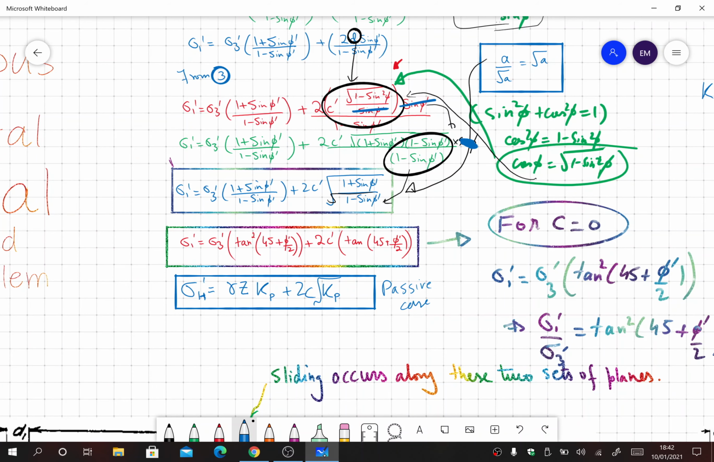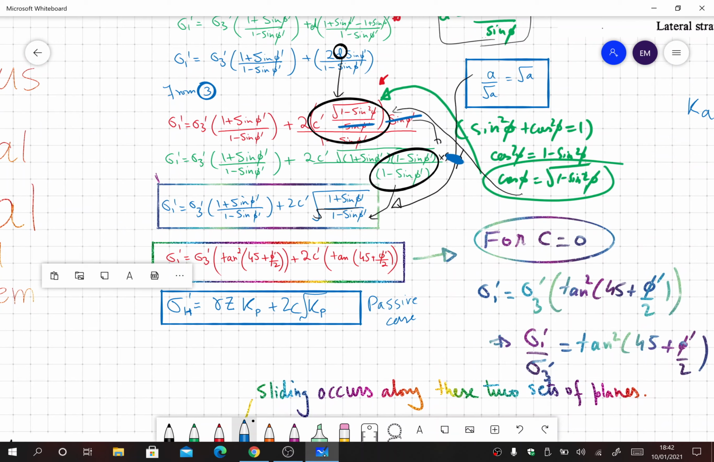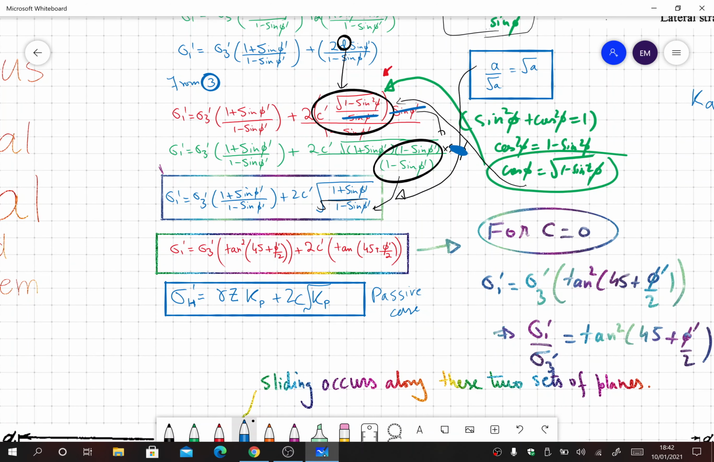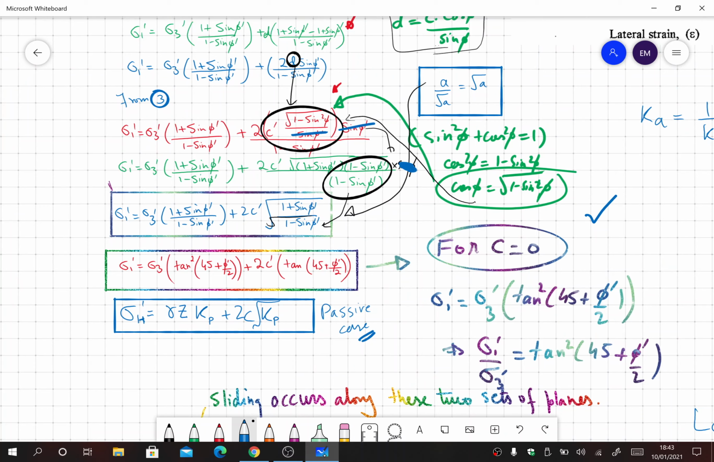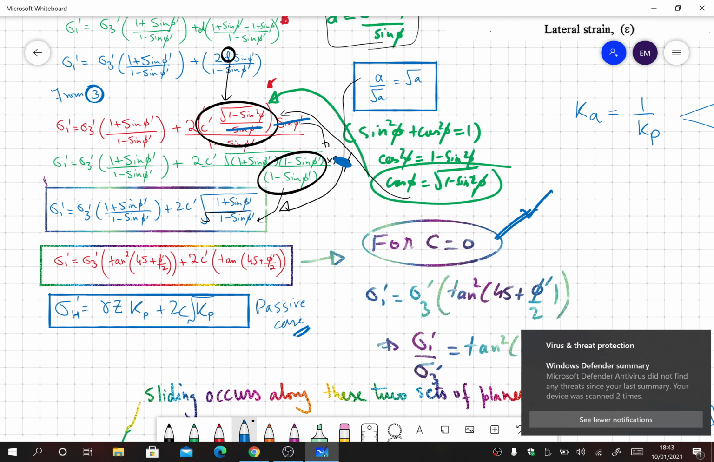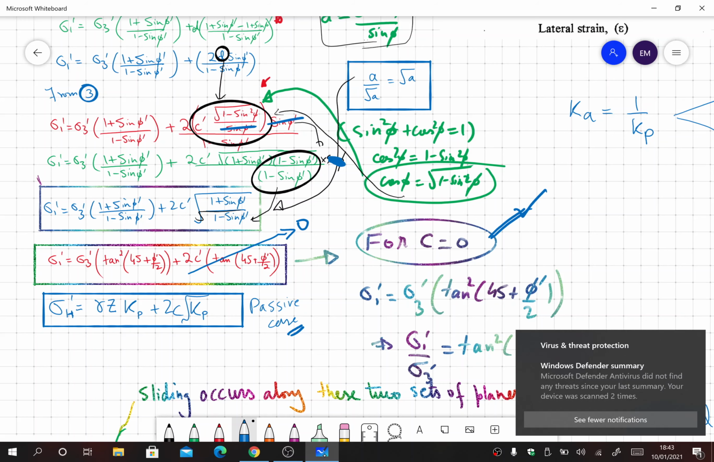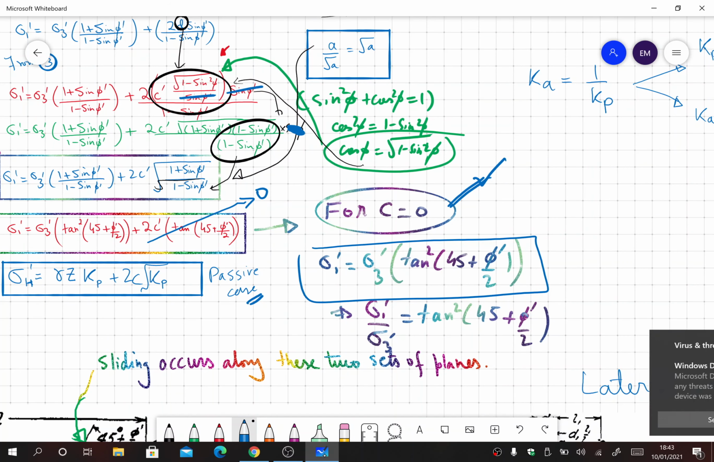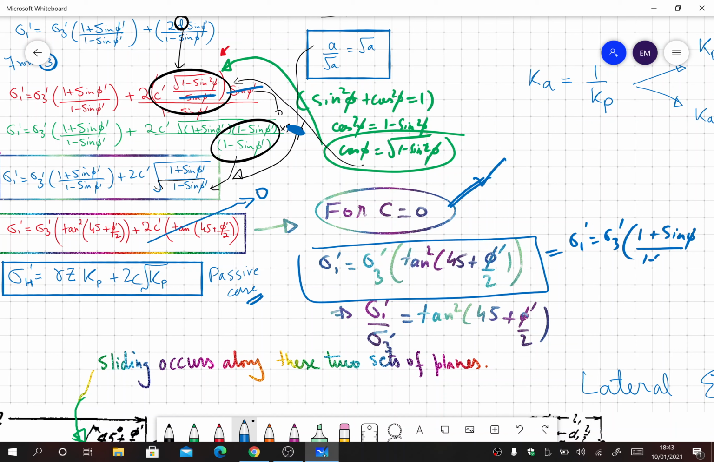We know that this is the passive case. So for the c equal to 0 case, what will happen? This whole portion will become 0. So now sigma 1 dash is equal to sigma 3 dash tan square 45 plus phi dash by 2. We know from trigonometry that this is equal to sigma 1 dash equal to sigma 3 dash times 1 plus sine phi dash over 1 minus sine phi dash. So you can also write it like this.